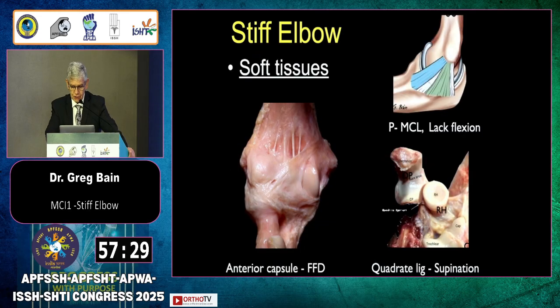Going on to the stiff elbow, some of the soft tissues. This image on the left, I think, beautifully demonstrates how the thickening of the capsule and the orientation of those folds from inferior to superior, you can see how they may contract and be associated with the contracture of the elbow. The patient who has a thickening and scarring of the posterior bundle of the MCL may lose some flexion. And then the quadrate ligament between the radius and the ulnar, if that gets contracted, they will lose supination.